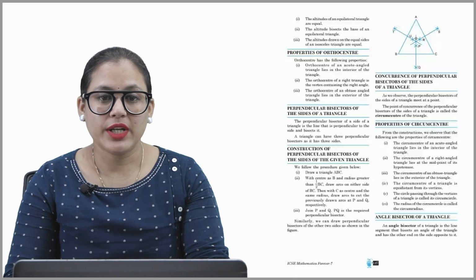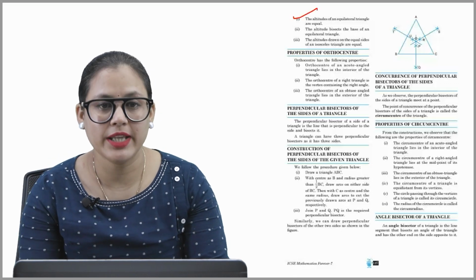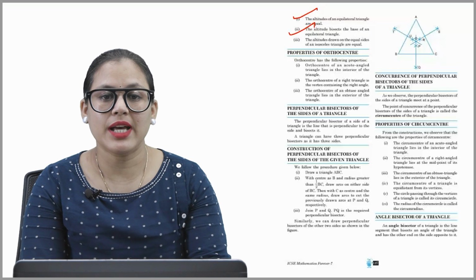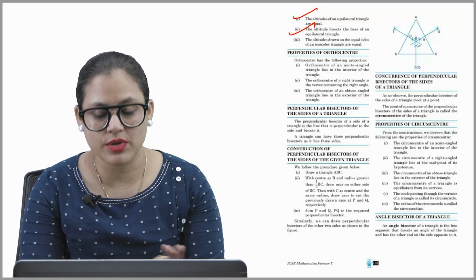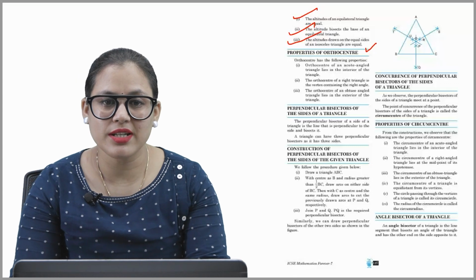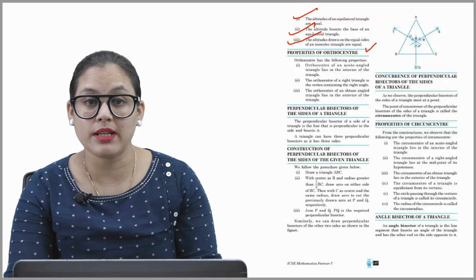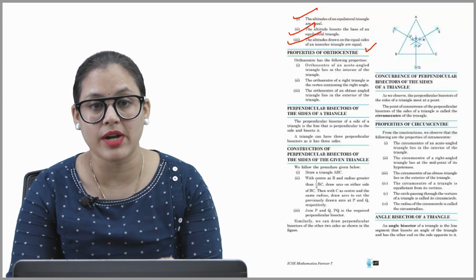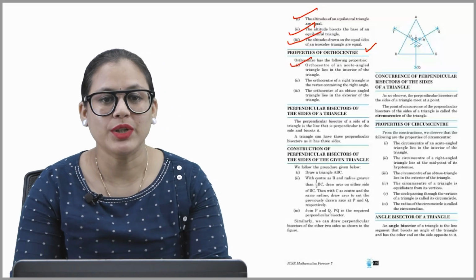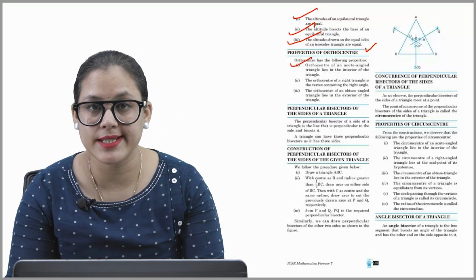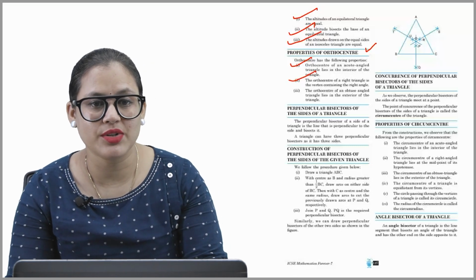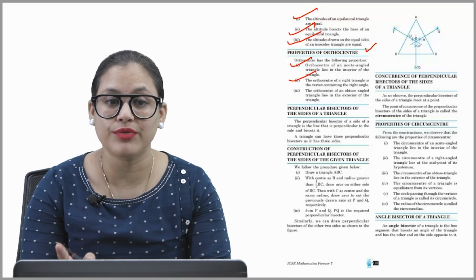1, the altitudes of an equilateral triangle are equal. 2, the altitudes bisect the base of an equilateral triangle. 3, the altitudes drawn on the equal sides of an isosceles triangle are equal. Now, properties of the orthocenter. 1, the orthocenter of an acute angled triangle lies in the interior of the triangle. 2, the orthocenter of a right triangle is the vertex containing the right angle. And number 3, the orthocenter of an obtuse angled triangle lies in the exterior of the triangle.